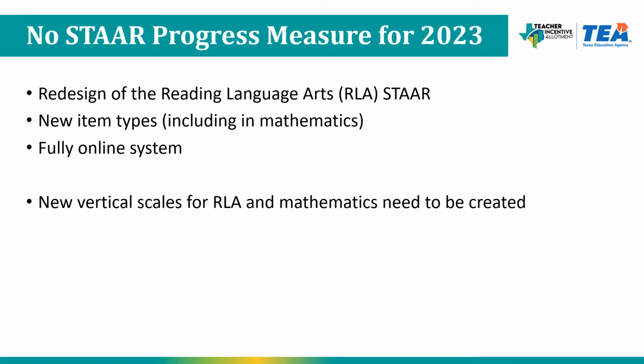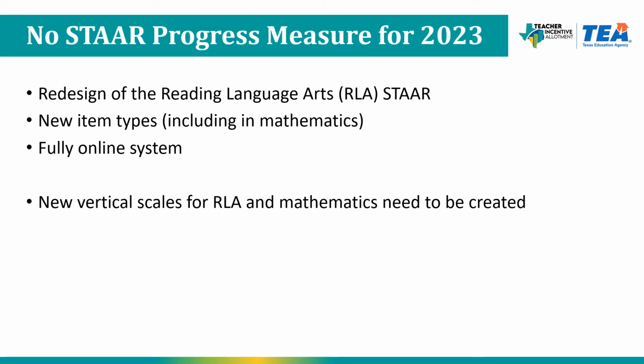Why is this happening? Why is there no STAAR Progress Measure at all for the 22-23 school year? This seems like a pretty big change. Well, there are several really good reasons for this. First of all, there's a complete redesign of the RLA test, which is now going to encompass writing. There used to be a 4th and 7th grade writing test that was separate from the reading test, and now reading and writing are all going to be on one test, 3rd through 8th grade. The complete redesign of the RLA test is one reason.